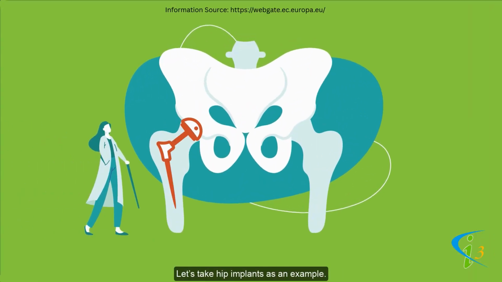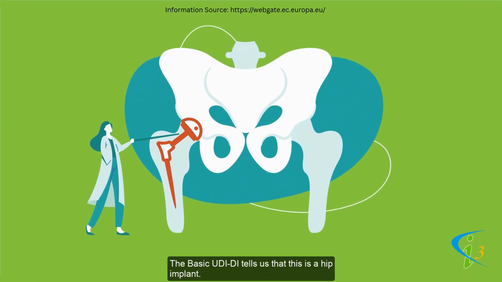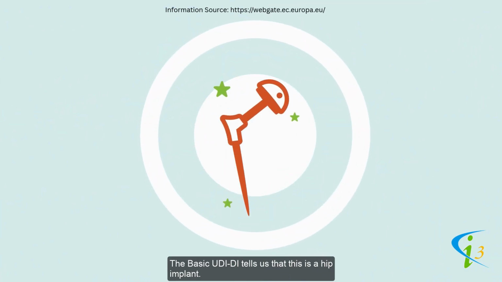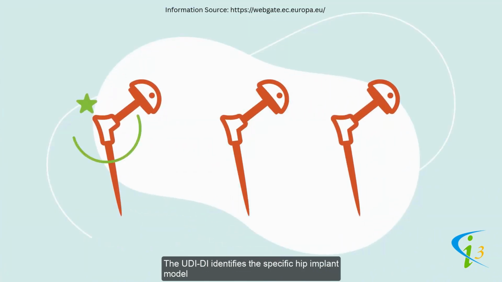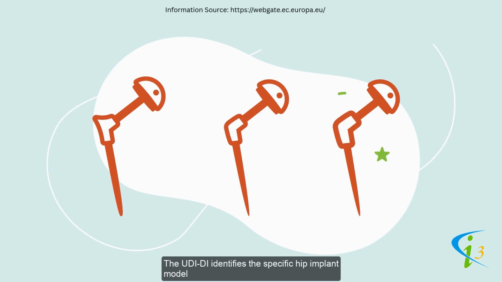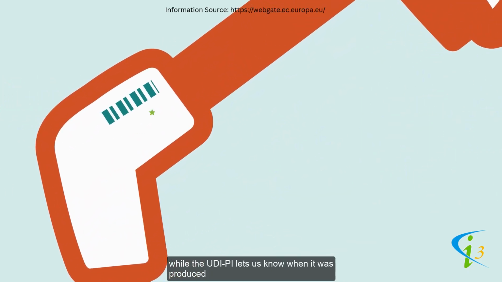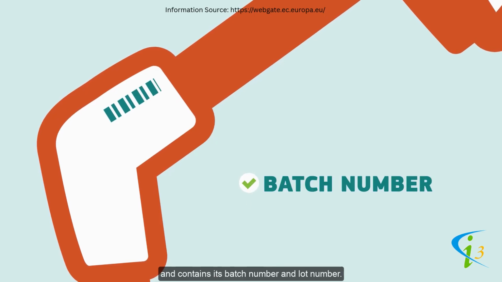Let's take hip implants as an example. The basic UDI-DI tells us that this is a hip implant. The UDI-DI identifies the specific hip implant model, while the UDI-PI lets us know when it was produced and contains its batch number and lot number.